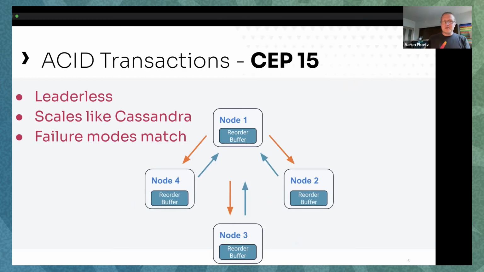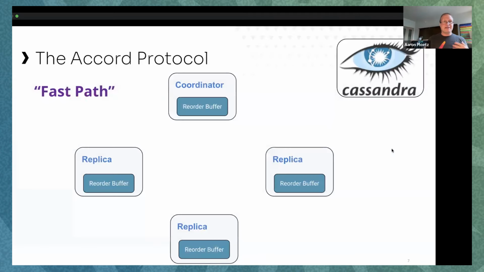And its failure modes also kind of match Cassandra's own little failure modes that it has as well. So it makes for a pretty good fit. The idea is that we all know what a coordinator node is, or most of us do, I'm sure.